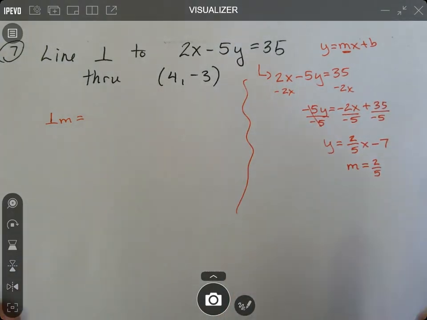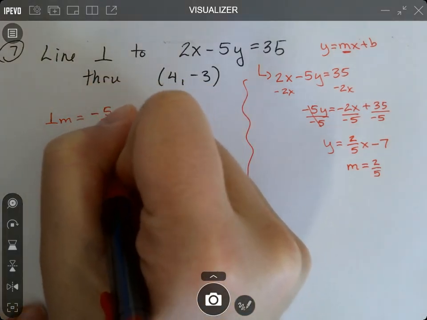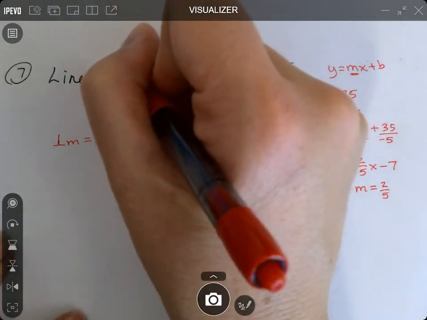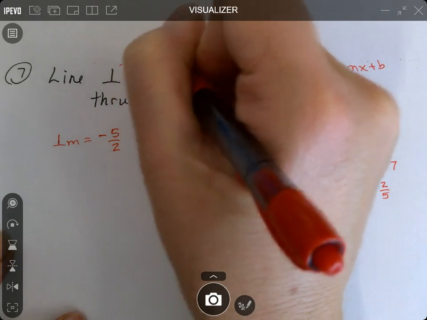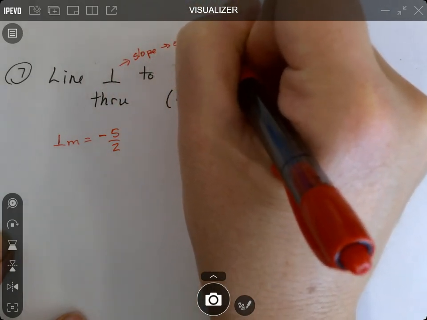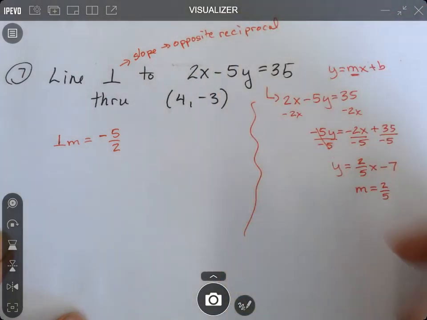Okay, if my slope is 2/5 and I want a line perpendicular to it, what's the rule for perpendicular? So you said 5 over 2, but you have to change two things. Okay, negative 5 over 2. So when you have the slope, your perpendicular line's slope is going to be, what are the words? Opposite reciprocal. Change the sign, flip your fractions.